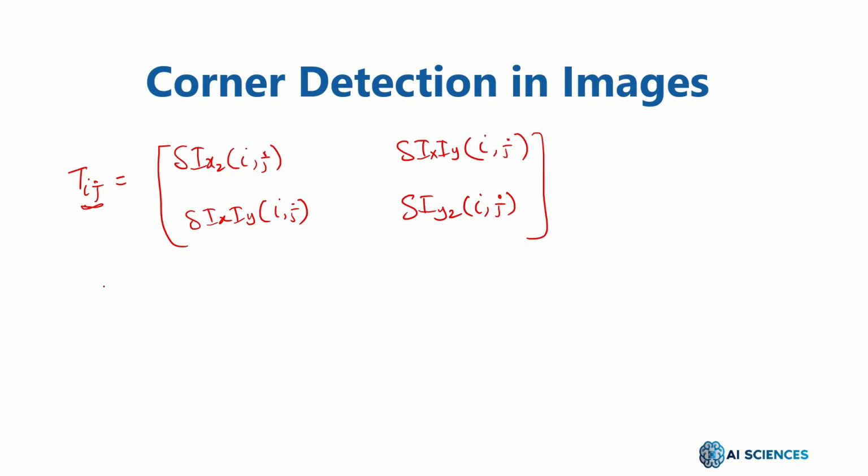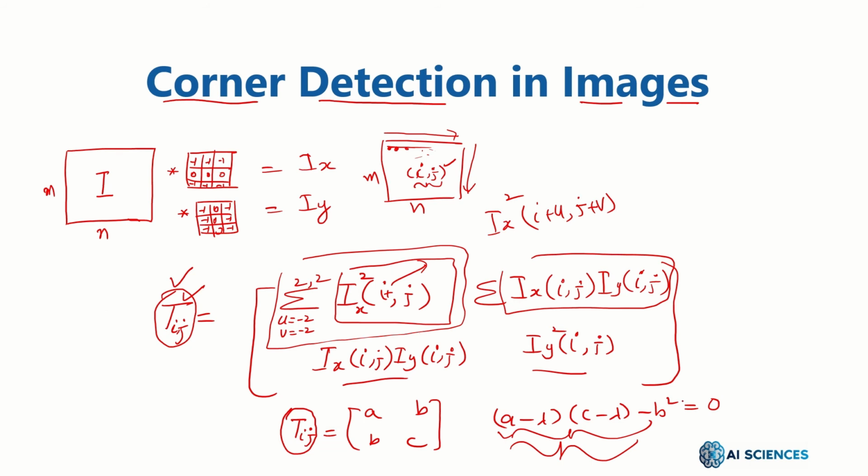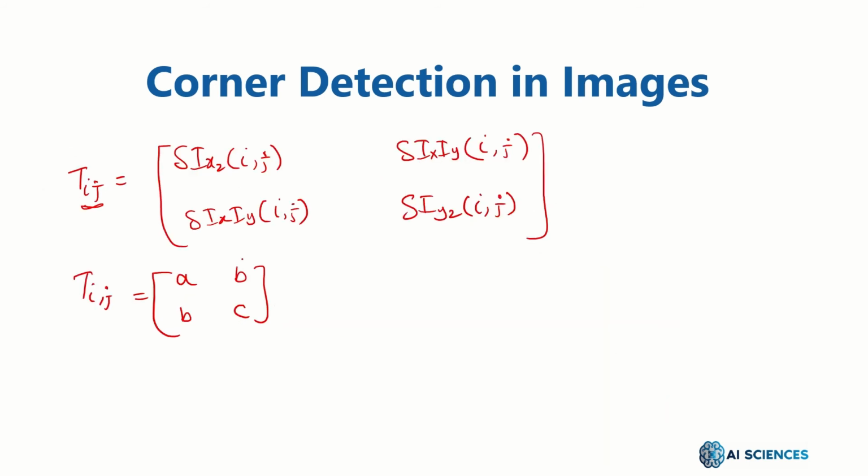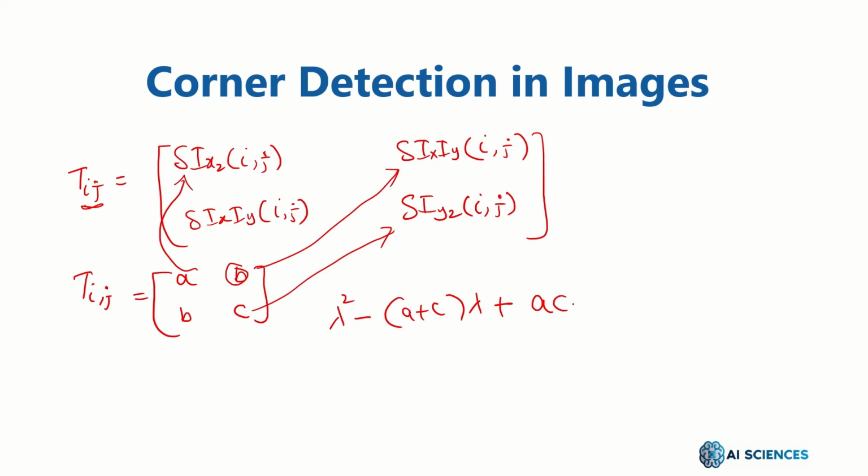So how can we move on? Consider, for example, this matrix Tij that has entries A, B, B, and C. Then the eigenvalue computation, like we saw in our previous slide, has to solve this equation where B is this entry, A is this entry, and C is that entry. Now this solution can be written in the following form: lambda square minus (A plus C) lambda plus (AC minus B square) equals 0.